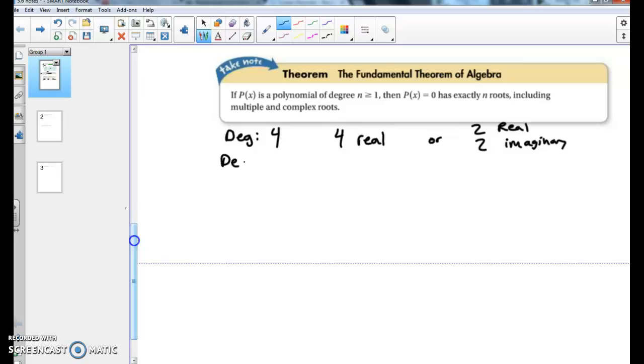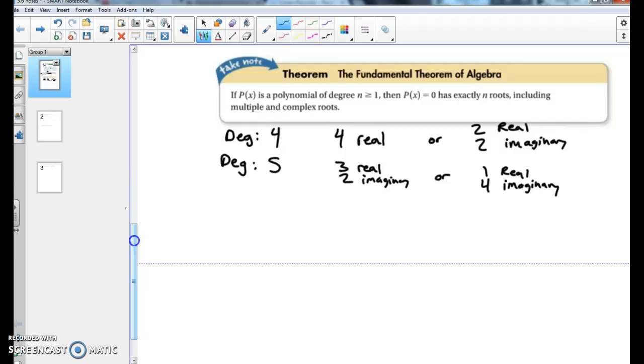Let's say you have degree 5 for another example here. Well, you should expect 5 total roots. Maybe 3 of those are real, and maybe 2 are imaginary. Or maybe only one of them is real, and maybe there are 4 imaginary. So you can have a mix and match there, real and imaginary.